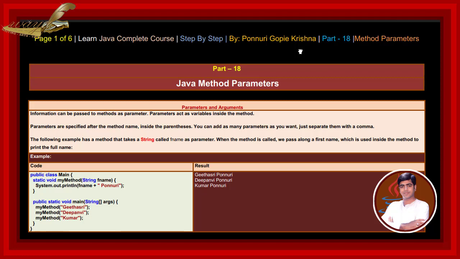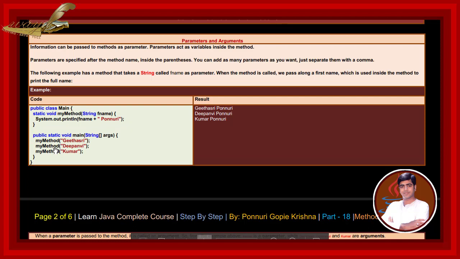The following example has a method that takes a string called fname as a parameter. When the method is called, we pass along a first name, which is used inside the method to print the full name: fname plus Ponnuri. See, myMethod("Geetasri"), myMethod("Deepanvi"), myMethod("Kumar"). See here, Geetasri Ponnuri, Deepanvi Ponnuri, Kumar Ponnuri was printed.